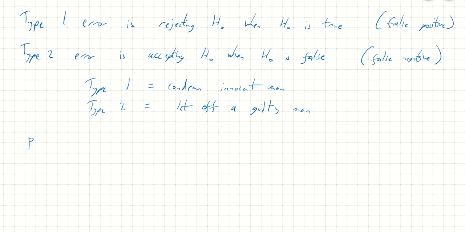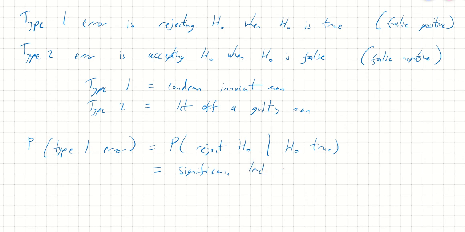Now, the probability of a type 1 error is the probability of reject H0 given that H0 is true. And that is actually what's known as the significance level of a hypothesis test. So if you're carrying out a hypothesis test at a 5% significance level, that means you have a 5% chance of rejecting the null when the null is actually true.